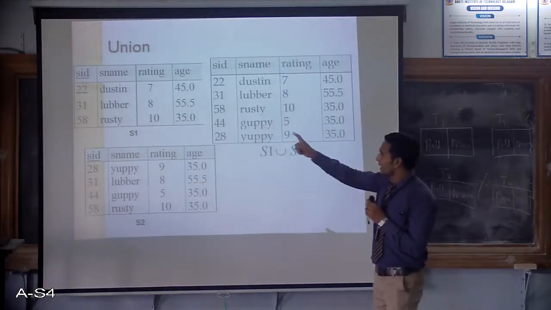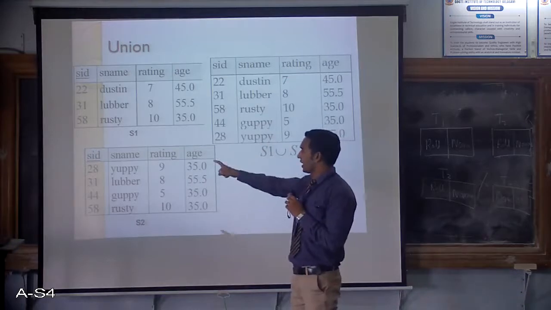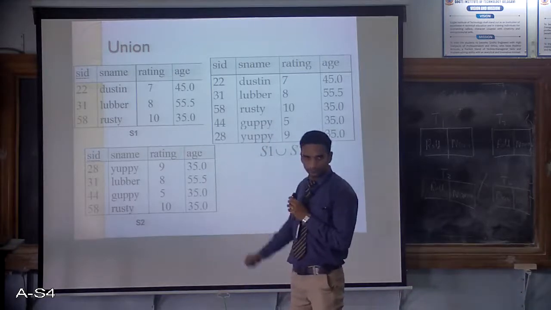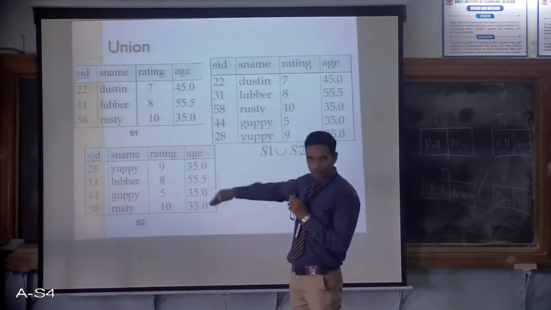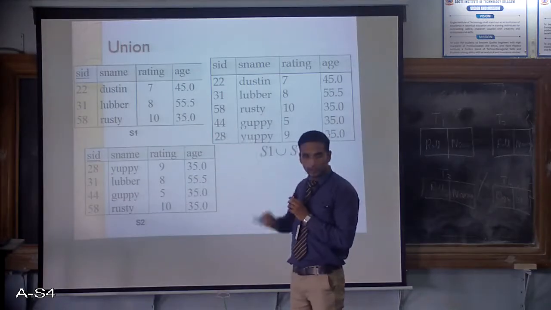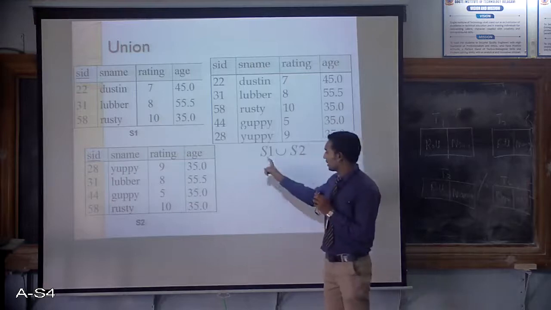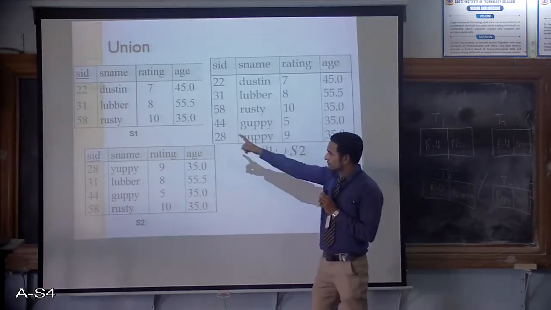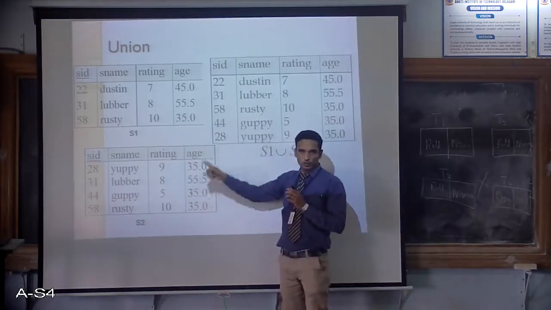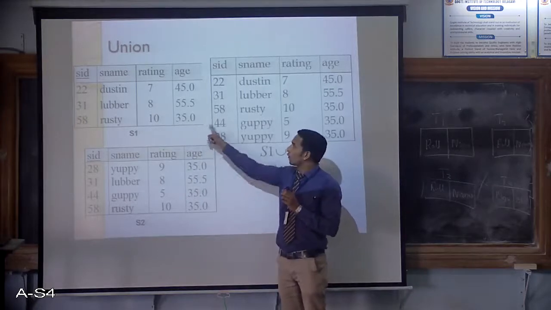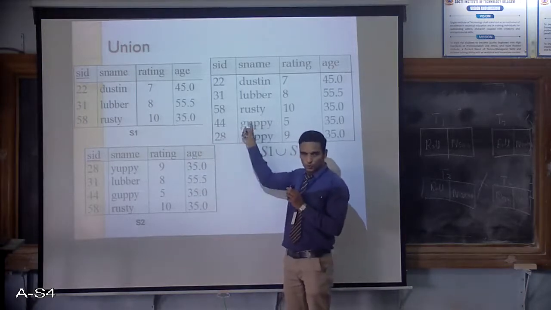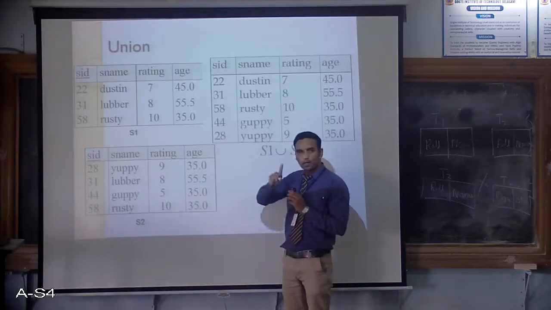See, S1 has SID, SName, rating, age, and S2 has SID, SName, rating, age. So when I do union of these two, same attributes, so union is correct. We can apply. So what is union? S1 union S2 will consist of all those rows from S1 as well as from S2, with the condition that common elements are displayed only once.